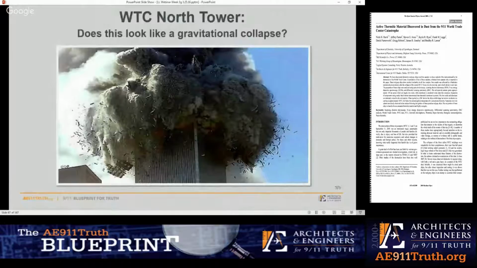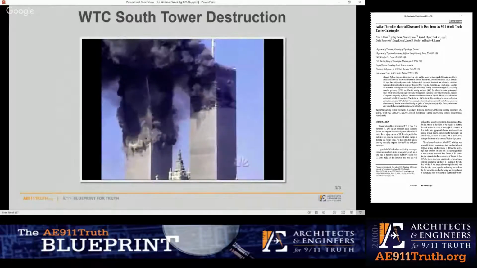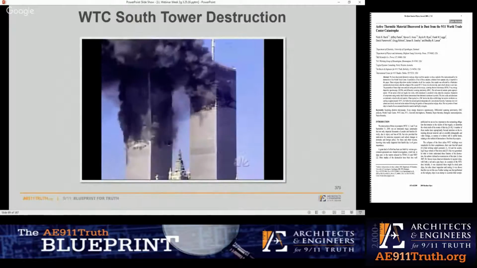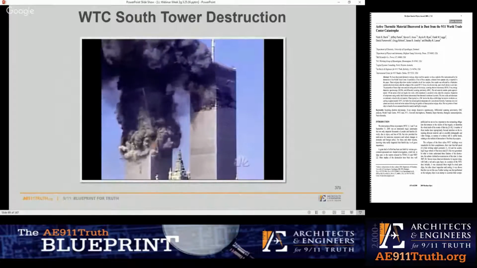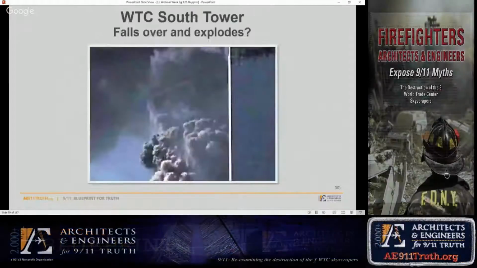What does it look like to you? Is this a collapse or an explosion? Let's take a look at the South Tower. It begins after these series of explosions, which you can see now, to tip. In fact, it's falling at 22 degrees off center.